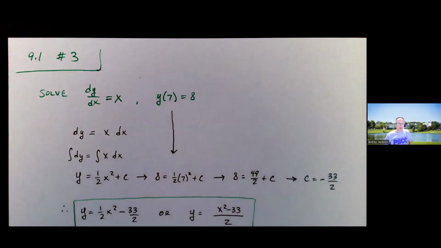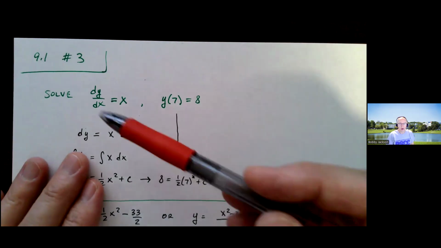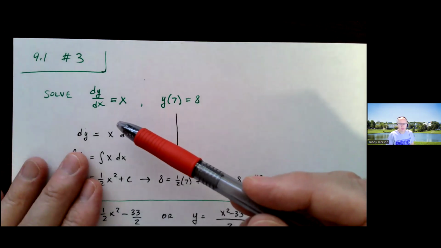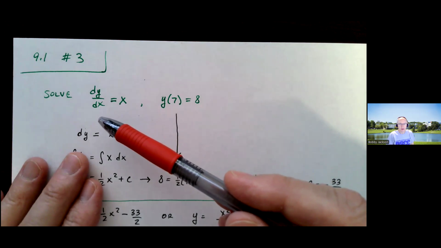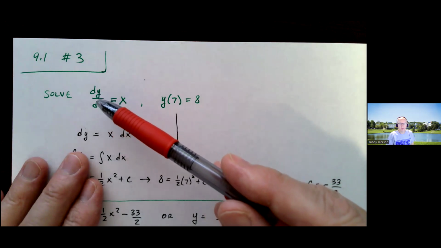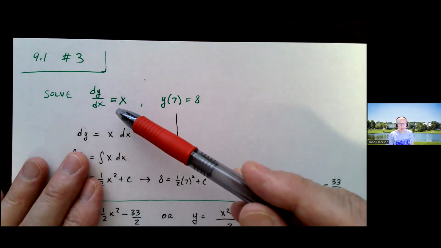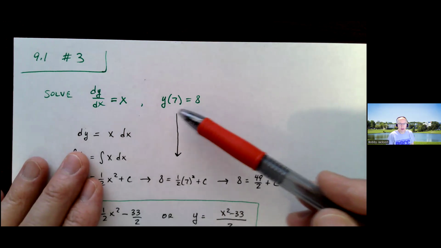Hey everyone, let's take a look at number 3 in section 9.1. It's just two simple problems. I just want you to see the difference between the two differential equations here that have one slight change. The first one is the derivative of y with respect to x is equal to x, and then there is an initial condition, y of 7 is equal to 8.